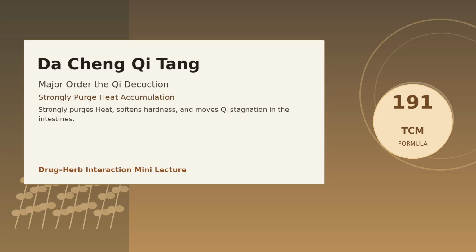Da Cheng Qi Tang, commonly translated as Major Order the Qi Decoction, is a classical traditional Chinese medicine formula in the category of formulas that strongly purge heat accumulation. Its core action is to strongly purge heat, soften hardness, and move stagnation in the intestines. The pattern framework is severe yangming bowel excess with the traditional four signs and focal hardness.